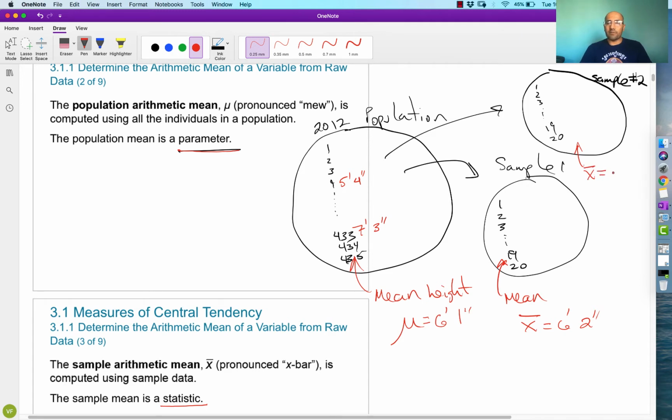Maybe this one happens to be 5 foot 9 inches, right? Kind of close, but a little on the low side. This one's a little on the high side. And then, how do we distinguish these two? We introduce these little subscripts, right? So let's call this sample 1, x bar sub 1. And this one, x bar sub 2. And so on and so forth.